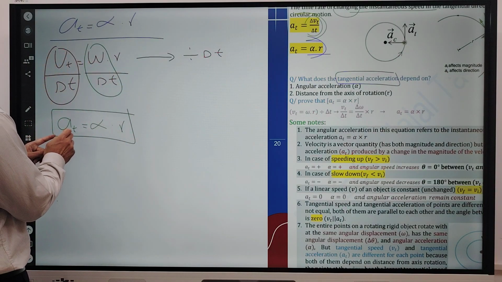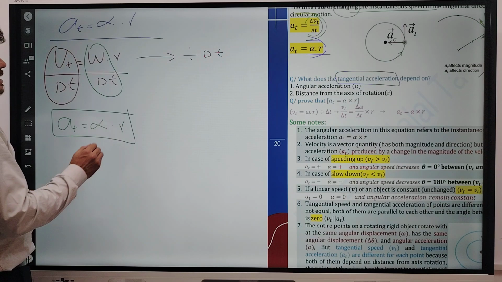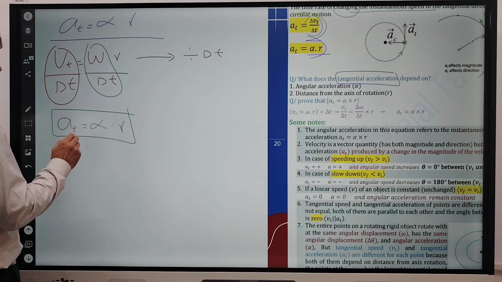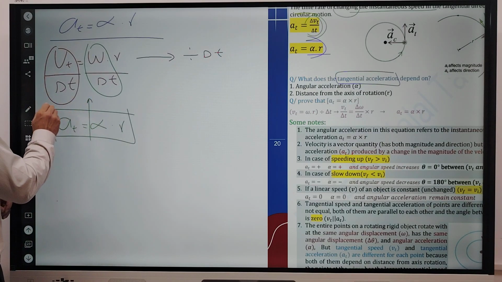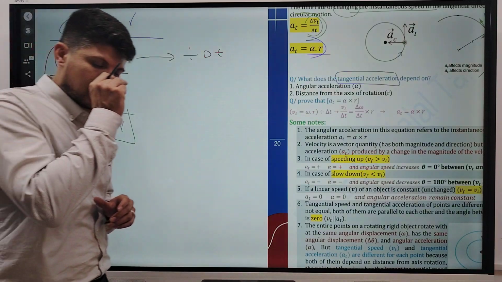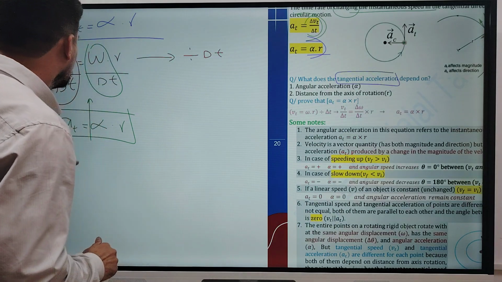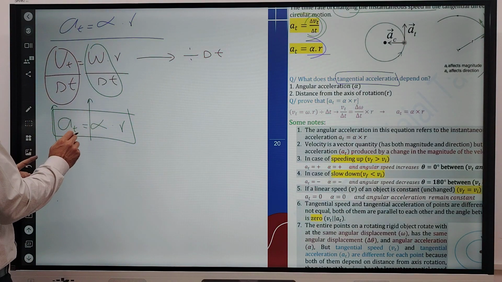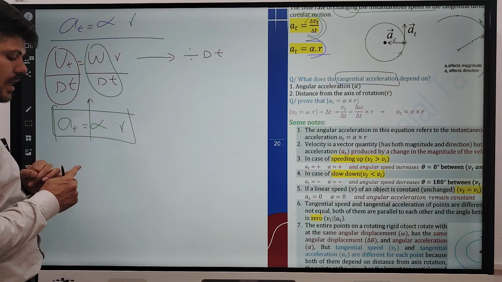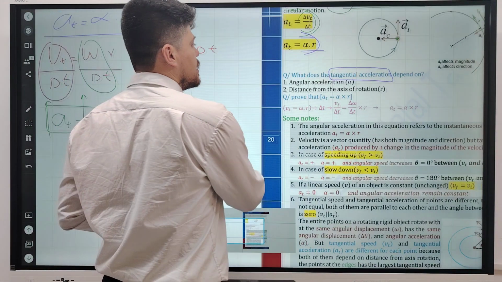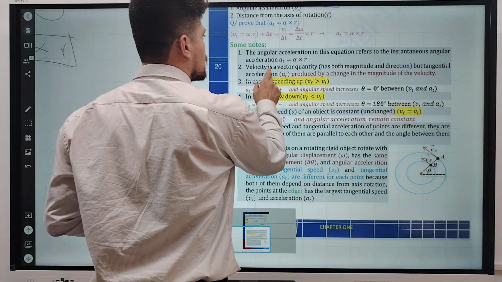What is the relation between tangential acceleration and angular acceleration? It is directly proportional. More angular acceleration provides more tangential acceleration at constant distance from the axis of rotation. What does tangential acceleration depend on? It depends on angular acceleration and the distance from the axis of rotation.